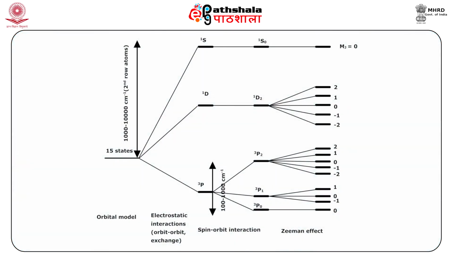Experimentally, the energy gap between adjacent J values is normally between 50 to 800 centimeter inverse. It is small, and it is much less than the spacing between the main spectroscopic terms, which is of the order of 10,000 centimeter inverse. For carbon, the separation between 3P0 and 3P1 is only 16.4 centimeter inverse, and between 3P0 and 3P2 it is 43.5 centimeter inverse, as you can see from the figure. According to Landé's interval rule, the separation between 3P2 and 3P1, and 3P1 and 3P0, should be in the ratio 2:1, the J plus 1 values, which is approximately obeyed.